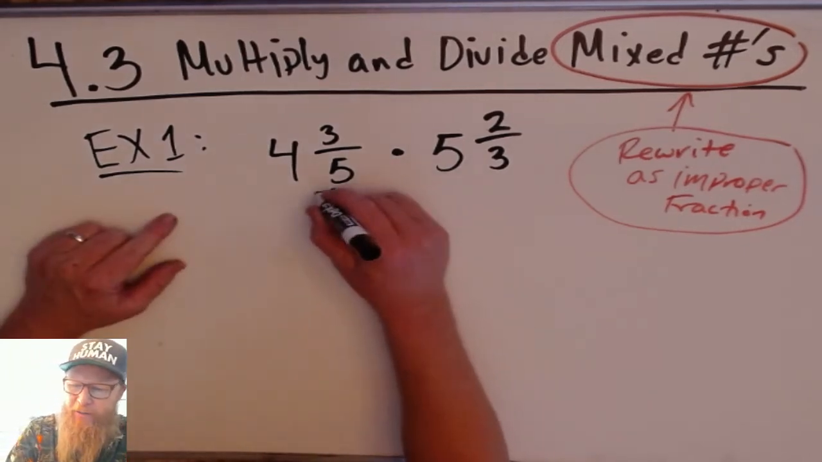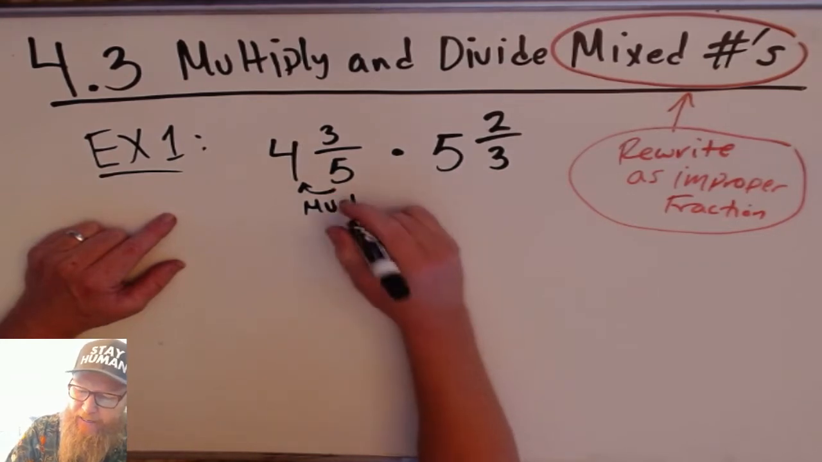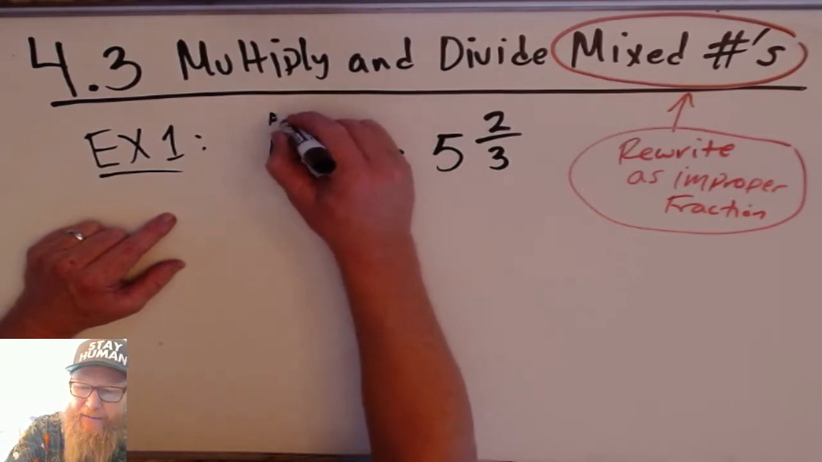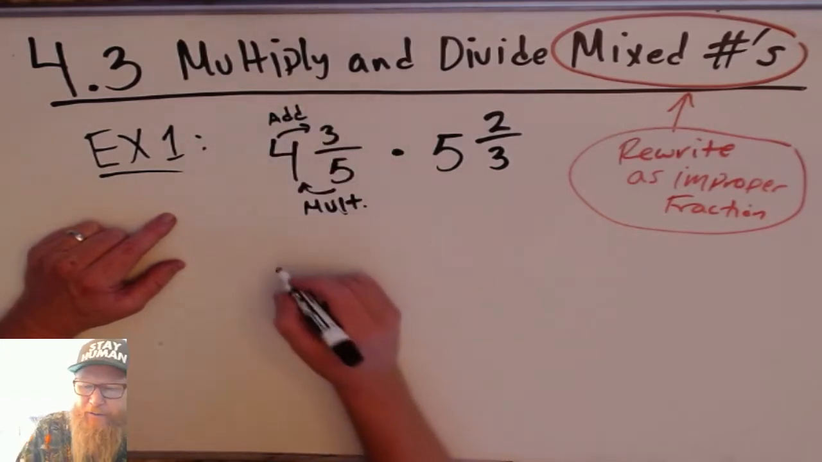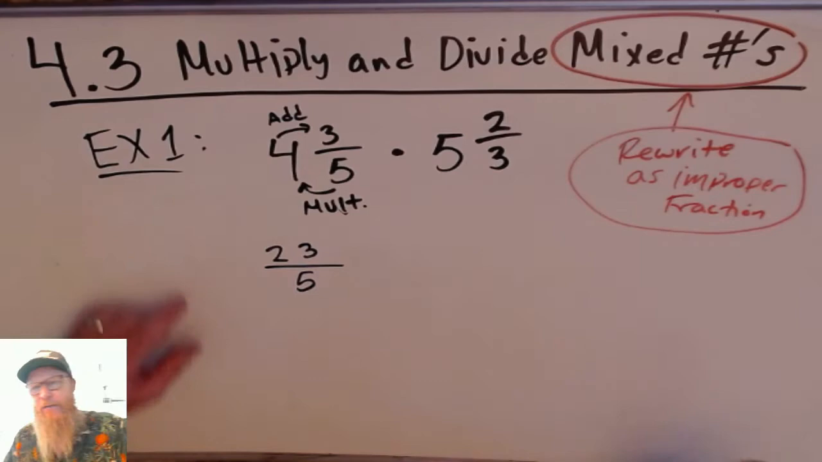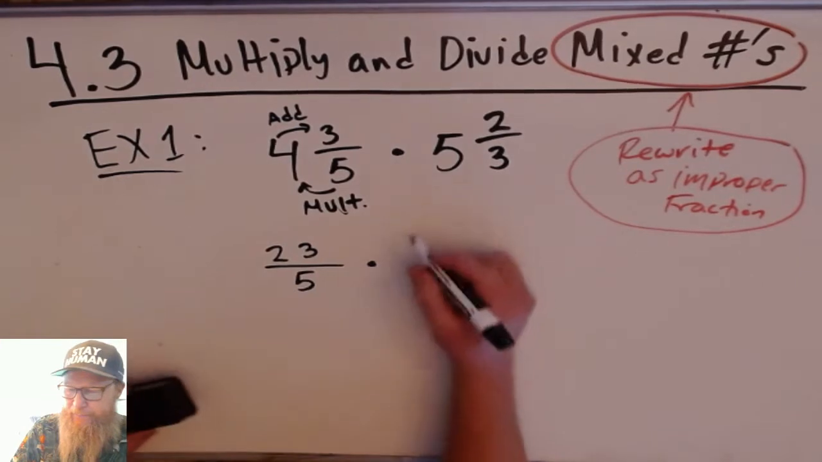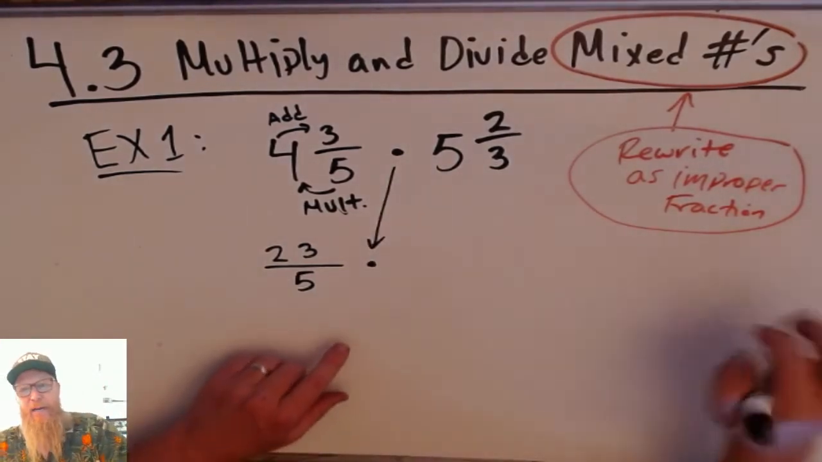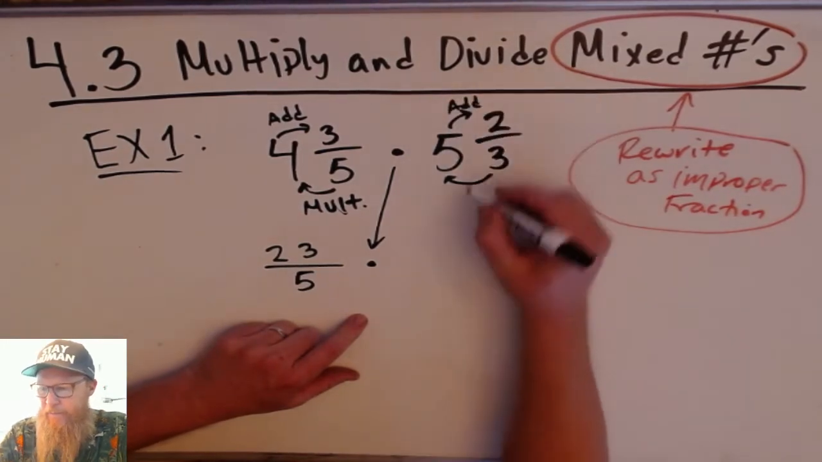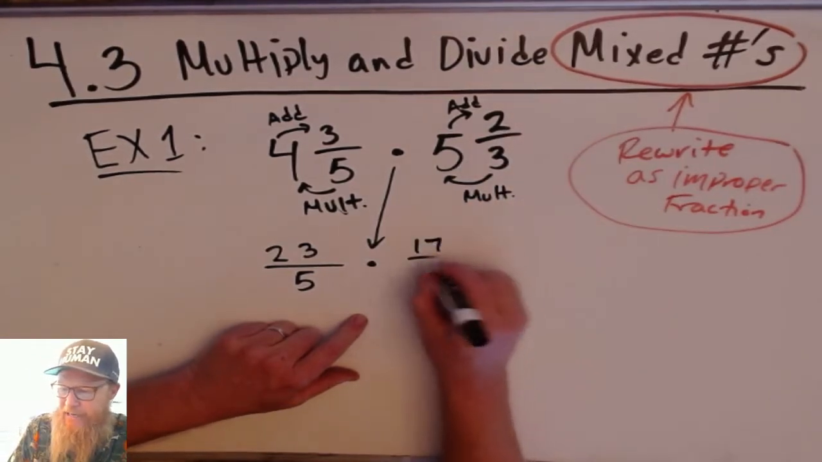So a quick review, you multiply the denominator times the whole part, and then you add the numerator. So you've got 23, and then you keep the denominator the same. So that's 23 fifths multiplied by, same concept here, multiply and add. So you've got 15 plus 2, 17 thirds.